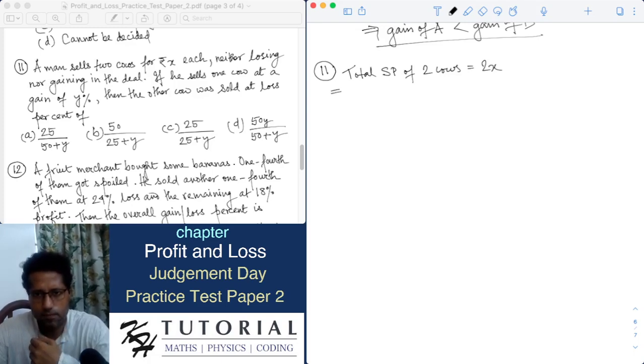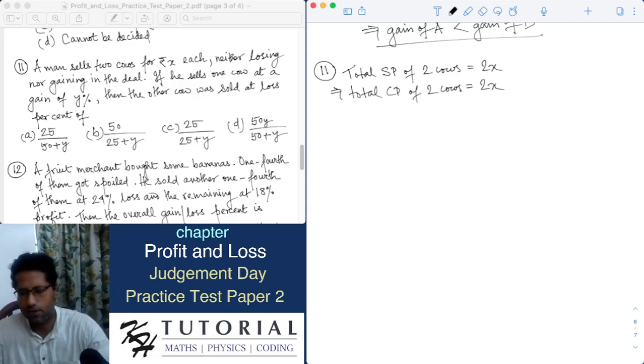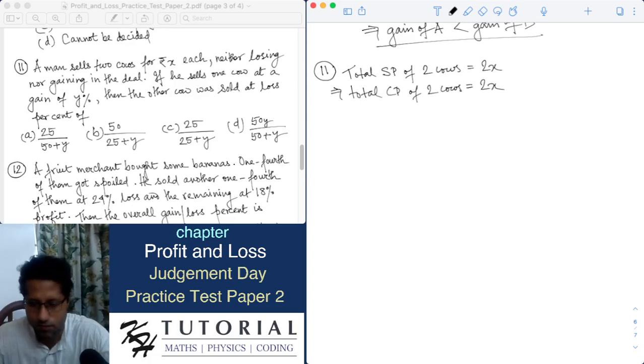This implies the total cost price of 2 cows should also be equal to 2x, since there is no net gain or loss. If there is no gain or loss, that is 0% gain or 0% loss, which means SP equals CP. Total cost price of 2 cows is 2x. Now it says that if he sells 1 cow at a gain of y percent.